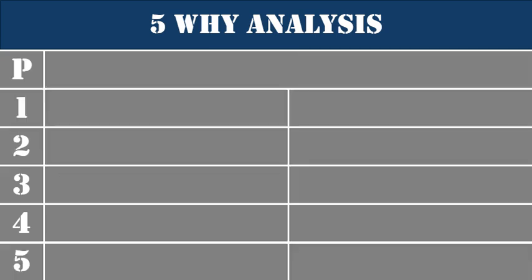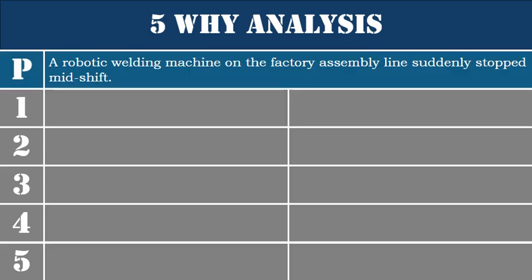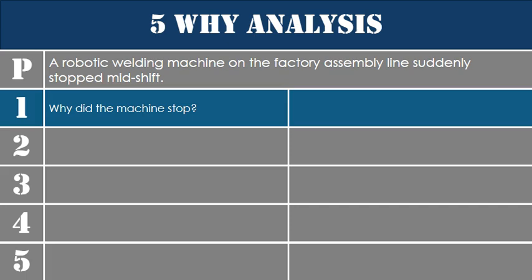Here is another example of the process. The problem is a robotic welding machine on the factory assembly line suddenly stopped mid-shift. For the 5 whys chain, the first is, why did the machine stop? Because the circuit overloaded and the fuse blew.